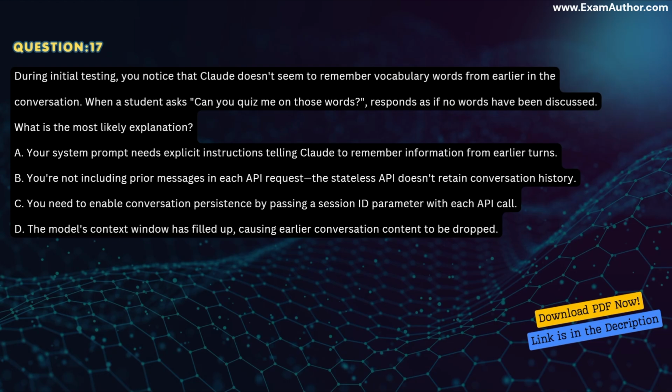A. Your system prompt needs explicit instructions telling Claude to remember information from earlier turns. B. You're not including prior messages in each API request. The stateless API doesn't retain conversation history. C. You need to enable conversation persistence by passing a session ID parameter with each API call. D. The model's context window has filled up, causing earlier conversation content to be dropped.